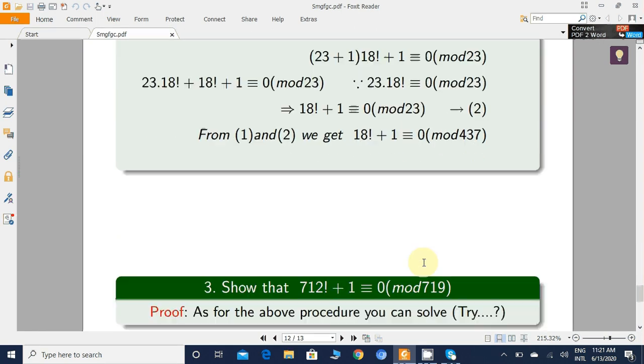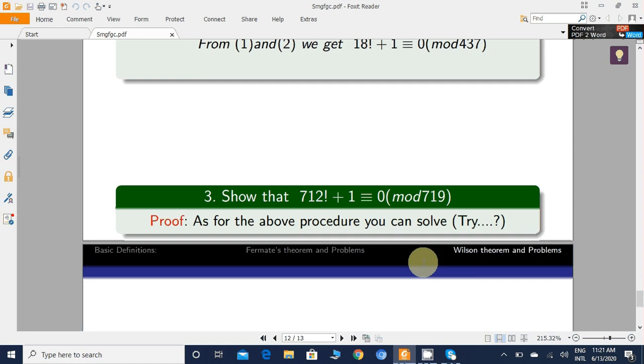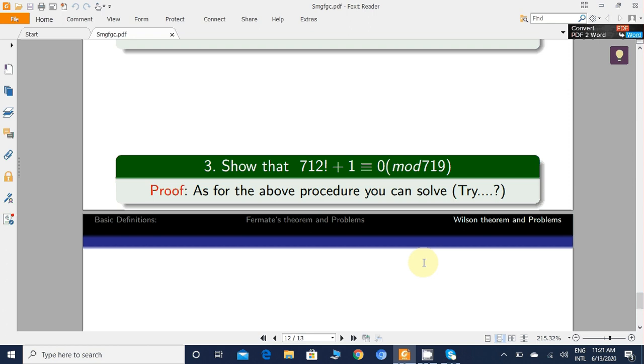So on the basis of the Wilson theorem, we can also take one more problem. Show that 712 factorial plus 1 is congruent to 0 mod 719. As per the above procedure, we can apply and solve, and we can get the required result.